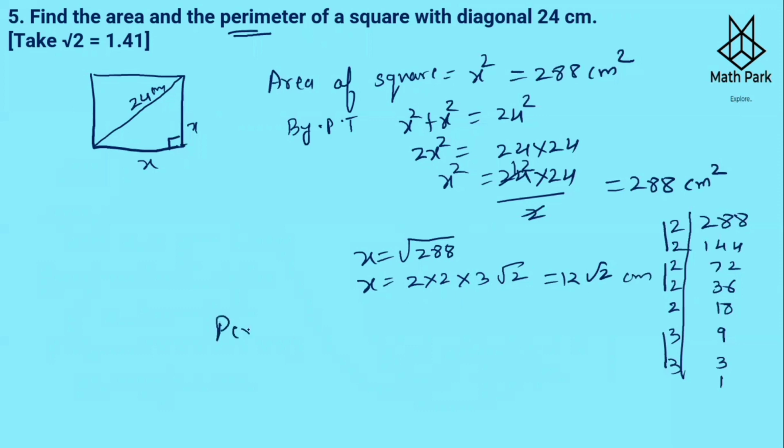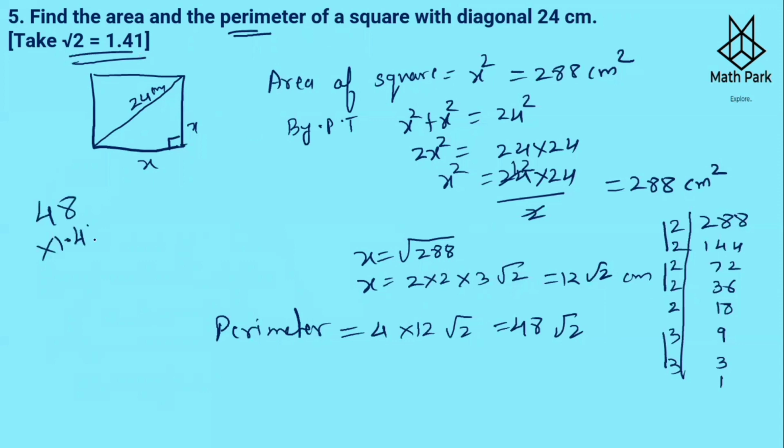So now let us find the perimeter. Perimeter is equal to 4 times side. So 4 times 12 root 2. 4 12s are 48, so it is 48 root 2. Now we are asked to take the root 2 value as 1.41. So 48 multiplied by 1.41.